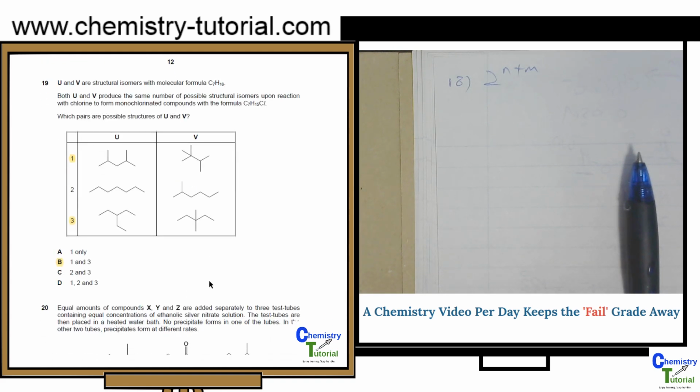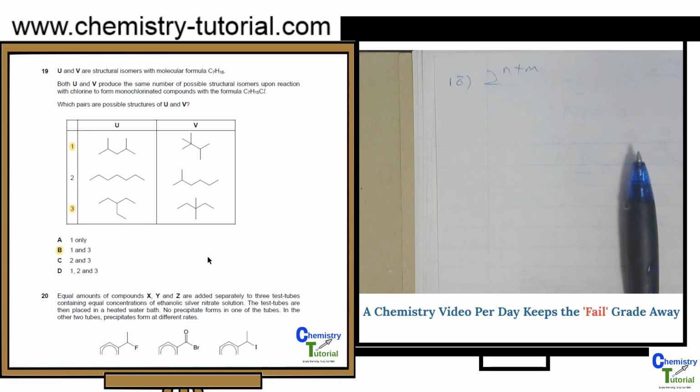Let's look at question 19. Question 19. U and V are structural isomers with the molecular formula C7H16. Both U and V produce the same number of possible structural isomers upon reaction with chlorine to form monochlorinated compounds with the formula C7H15Cl. So, which pairs are possible structures of U and V?